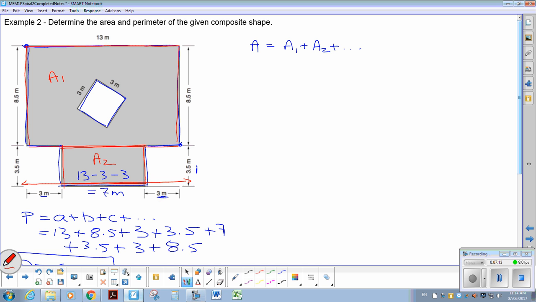Now this is the interesting thing. There's a hole in the middle. I'm going to call this area 3, but it's going to be a negative area. We've got to get rid of it. So I'm going to adjust that formula and make it represent the shape we have. So I'm going to take area 1. I'm going to add area 2, but I'm going to take away area 3 because it's a hole.